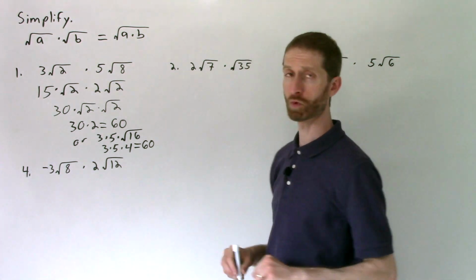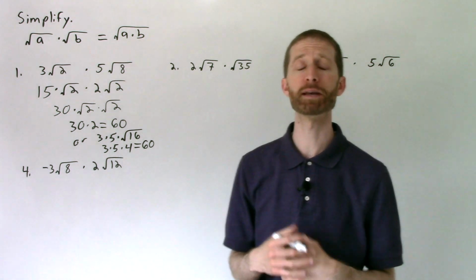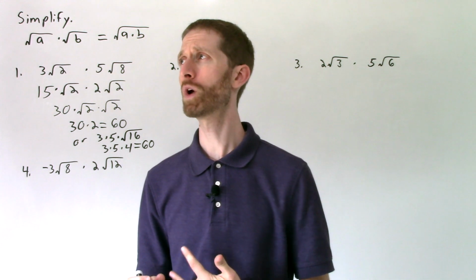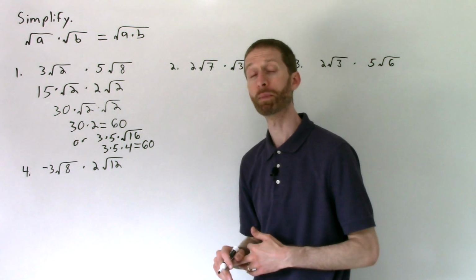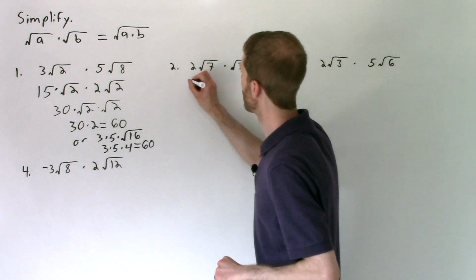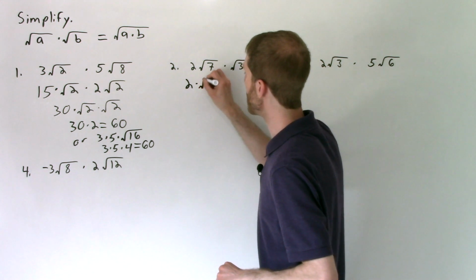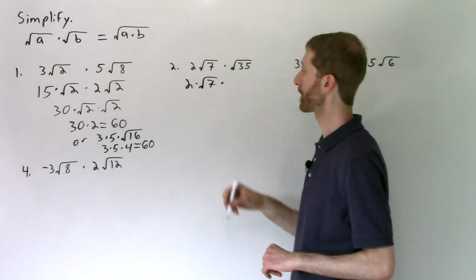2 root 7 times root 35. If you multiplied 7 by 35 right away, that becomes a massive number. I think it's 245 off the top of my head. I don't want to figure out what the biggest perfect square is that goes into 245. Here's what I can do. I notice that the numbers will be big when I multiply, and so I don't use the method of multiplying first.